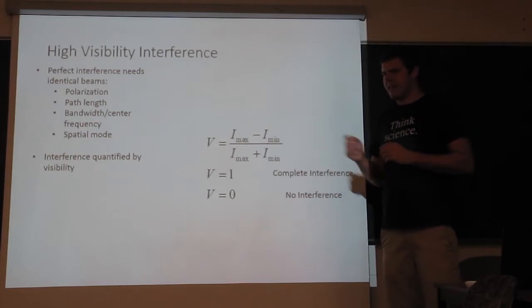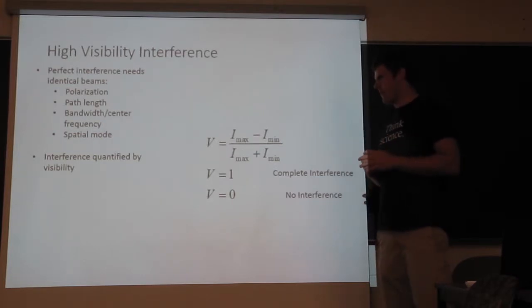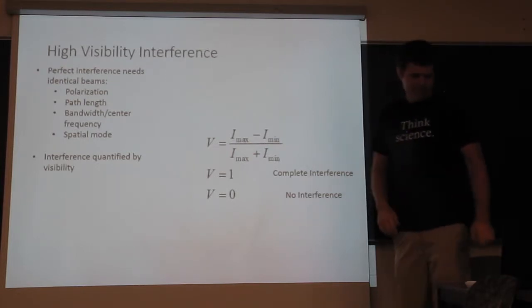And you can measure it by taking the output port of an interferometer and shifting the relative phase in the interferometer until you have a maximum and then a minimum. And when you measure this, you measure the visibility.